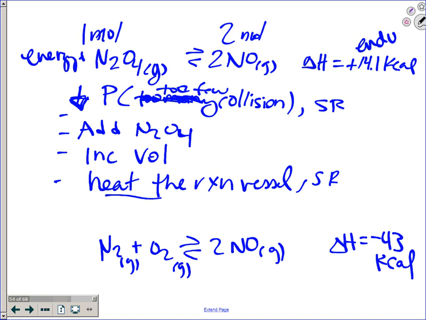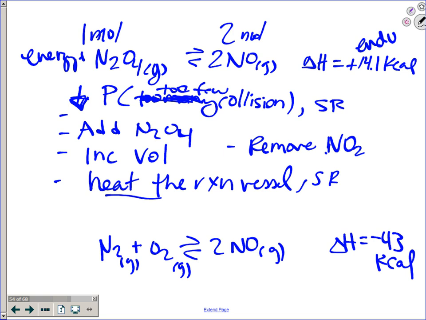One more, Mac. Remove what? NO2, nitrogen dioxide, right? So removing a product will cause the product to continue to get made, which will be shift right. I believe that's it. Okay, moving on.